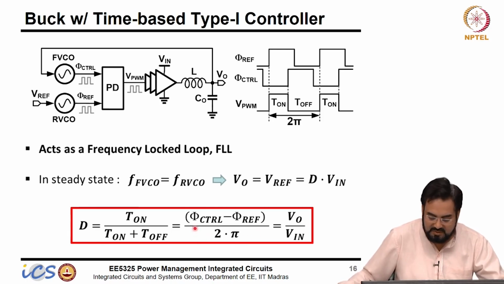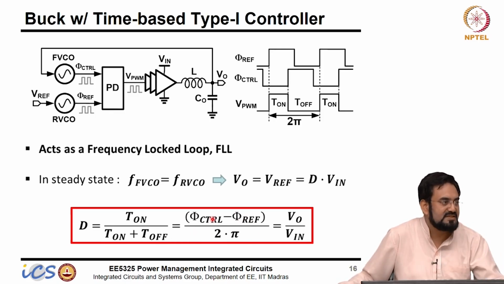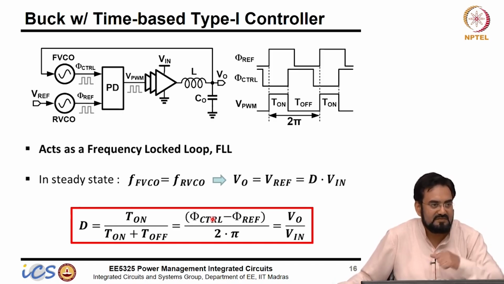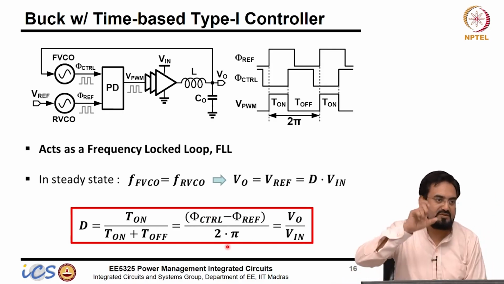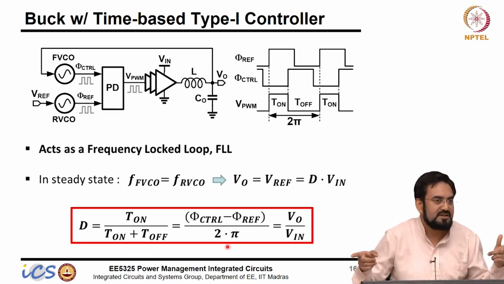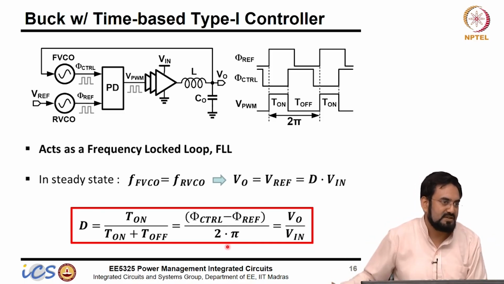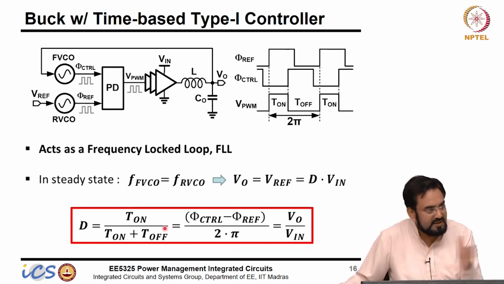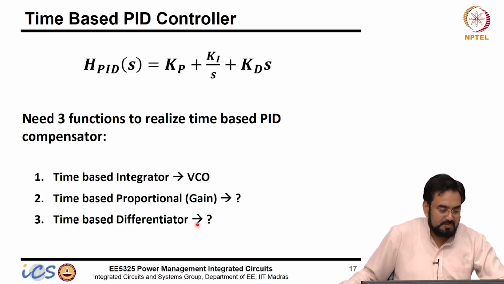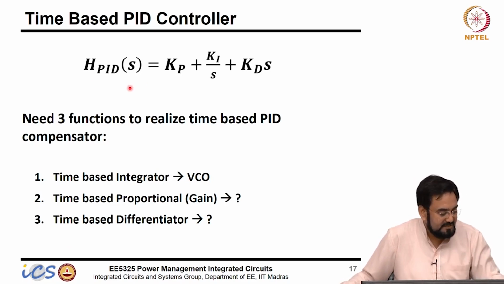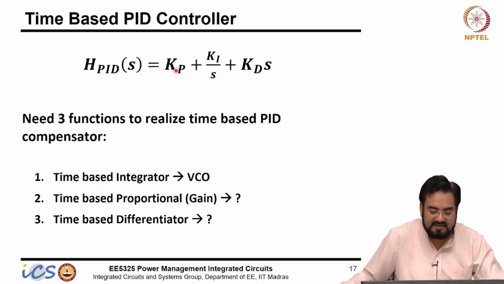So, you can assume here this phi control minus phi ref is nothing but the phase representation of your Vcontrol in the phase domain, and 2 pi represents the amplitude of your Vm. Here the amplitude of the phase is 2 pi actually. So, everything is now in the x direction rather than the y direction. So, type 1 is easy, we only need VCOs, but now if I want to do PID, then for PID we need both proportional and derivative.